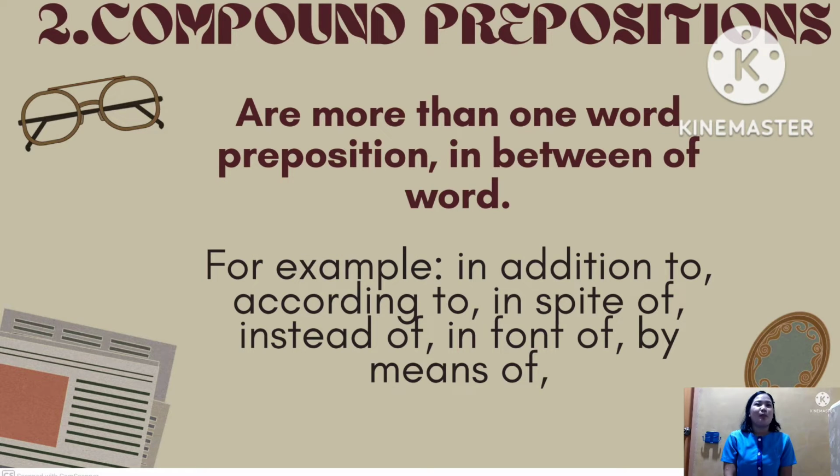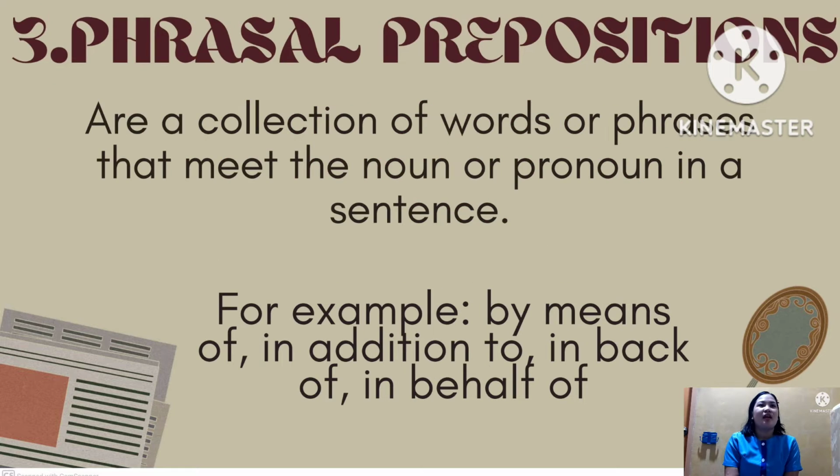For the second one, compound preposition. Compound prepositions are more than one-word prepositions, meaning to say two or more words. Also, we can say it is a combination of words. These are examples commonly used in compound prepositions: in addition, according to, in spite of, instead of, in front of, by means of, aside from, because of, and out of.